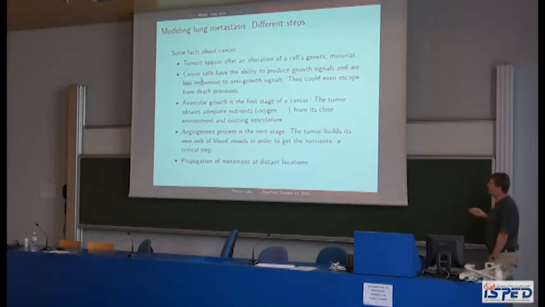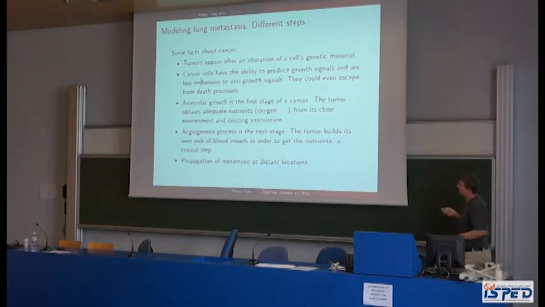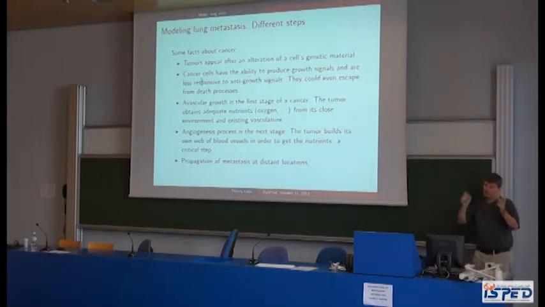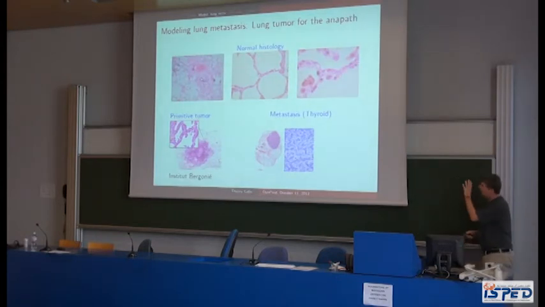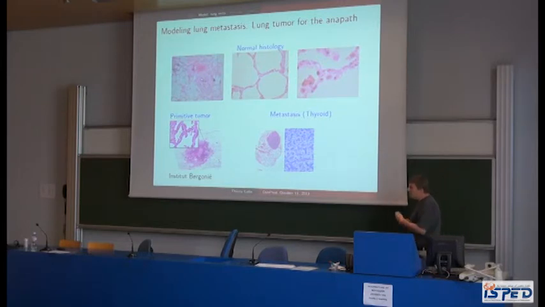Not understood right now. So we're going to have to simplify the existing model on angiogenesis. And then we will need to consider different types of cells, proliferative cells, TSM cells, and of course healthy tissue, and try to build some interaction between all these quantities.